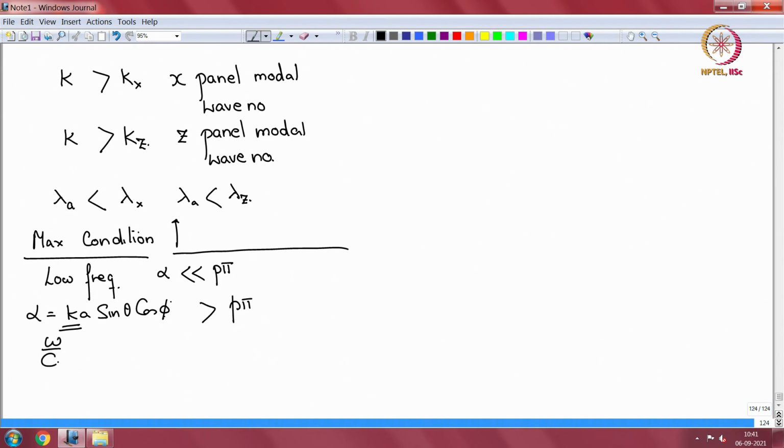So k is omega by c. So greater than means it has to be a certain high frequency. So we have seen that good radiation is achieved when frequency is high. That is the portion we have just covered. Now we are saying low frequency, that means alpha is much less than p pi and beta is much less than q pi.